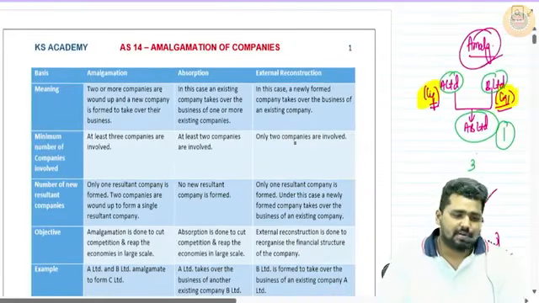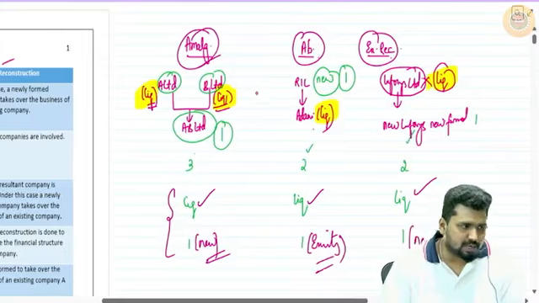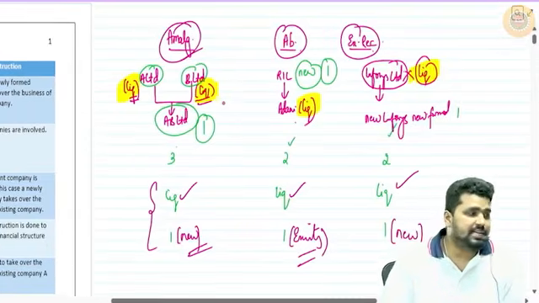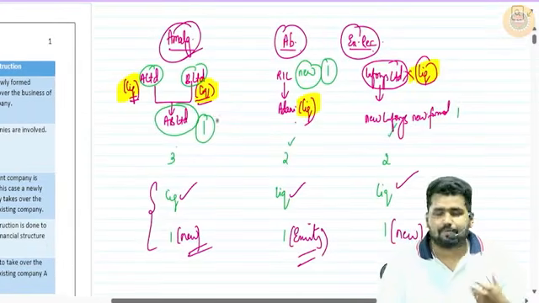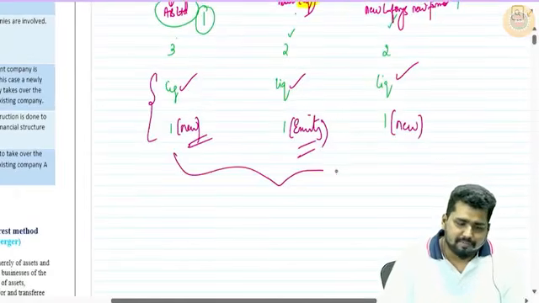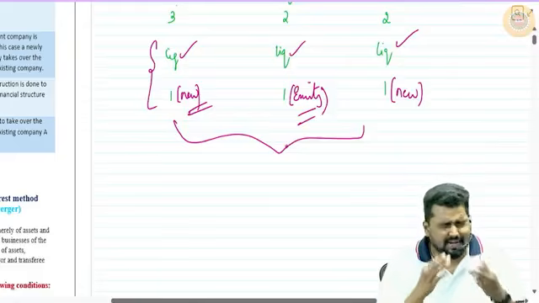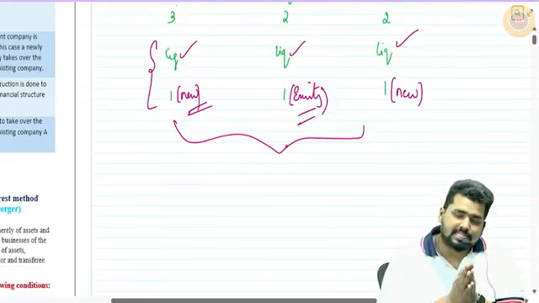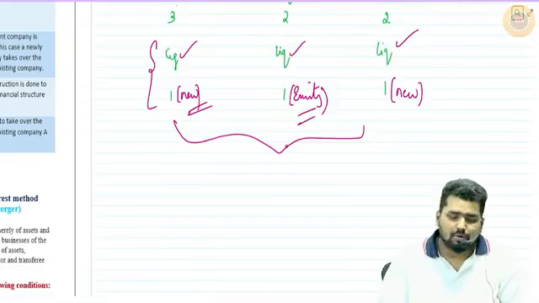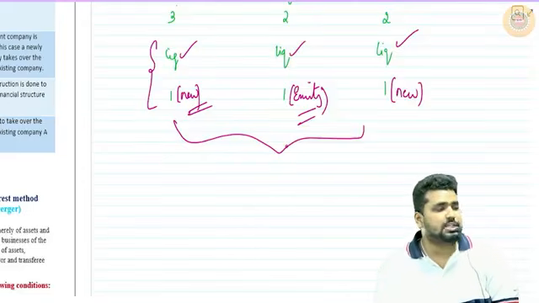What we understood is, there is amalgamation, absorption and external reconstruction. Okay, fine sir. Then is accounting different or the same for all the three categories? Clear? See, point number one, how many methods of accounting are there? They are telling methods of accounting for amalgamation. When I say amalgamation, I am telling external reconstruction as well as absorption also. So there are two methods of accounting. One is called the pooling of interest method, the other one is called the purchase method.